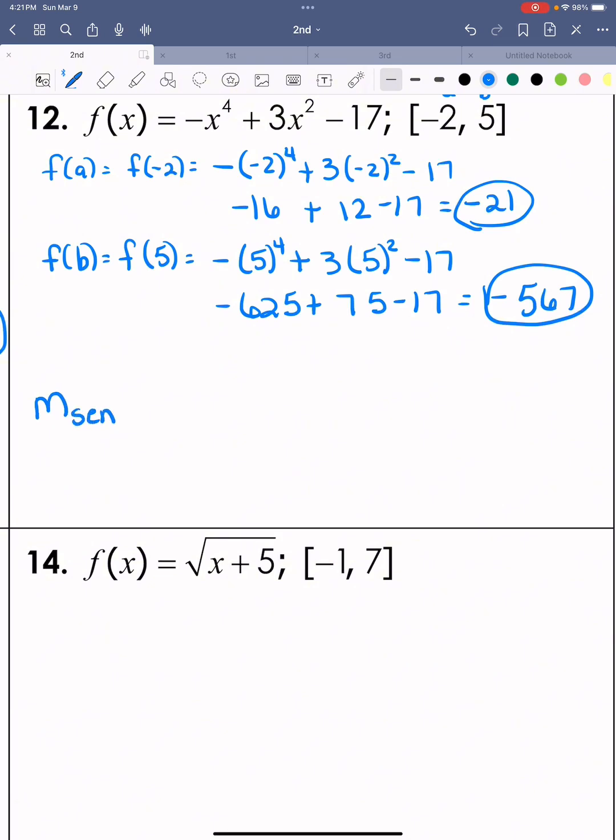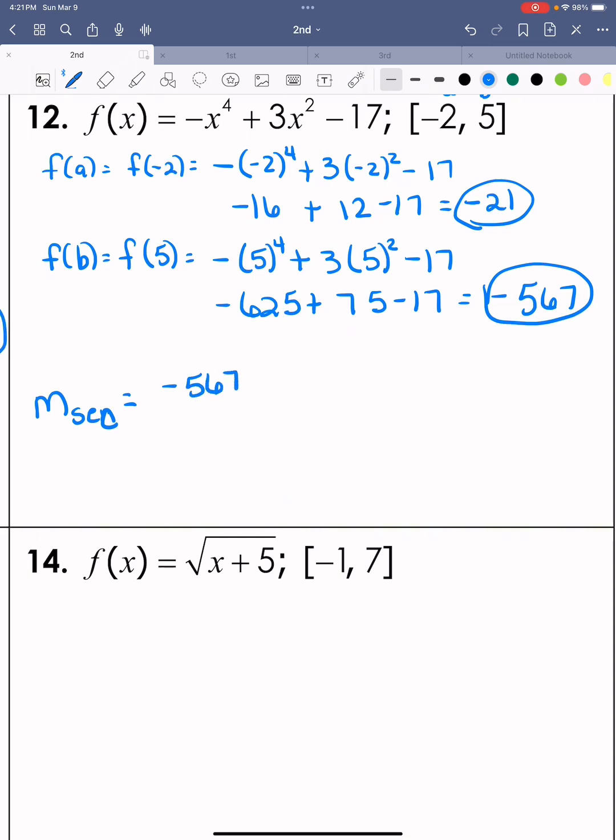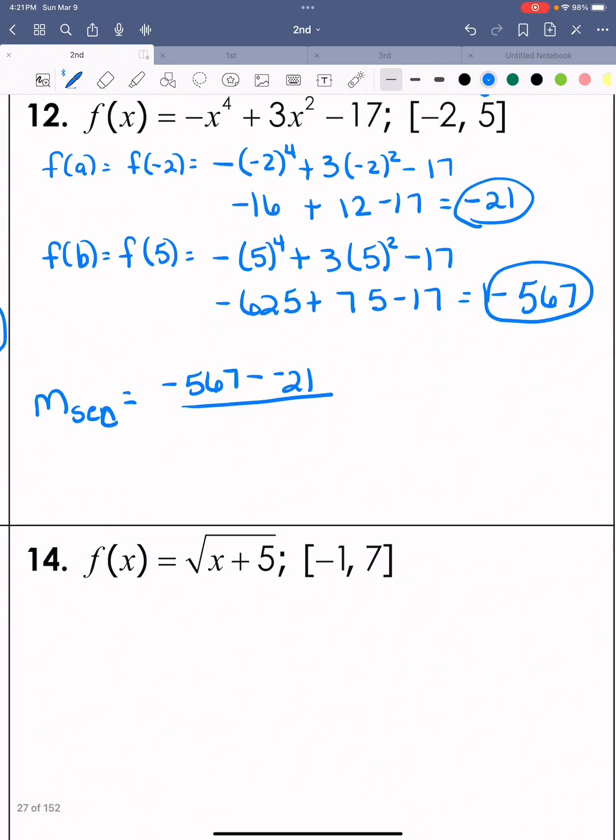So m sec is equal to negative 567, that's f of b, minus f of a, which was negative 21, all over b, which was 5, minus negative 2, which was a. Combining terms, this will give you negative 546 over 7, and that will divide out to be negative 78.